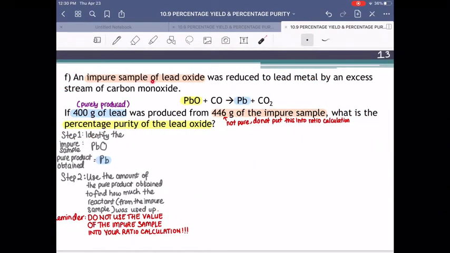An impure sample of lead oxide was reduced to lead metal by an excess stream of carbon monoxide. So here's our chemical equation. If 400 gram of lead was produced from 446 gram of the impure sample, which is the lead oxide, I've highlighted this in orange so that you can see the color. What is the percentage purity of the lead oxide? Do you notice that I highlighted it differently? The impure one is orange, the pure one is in yellow.